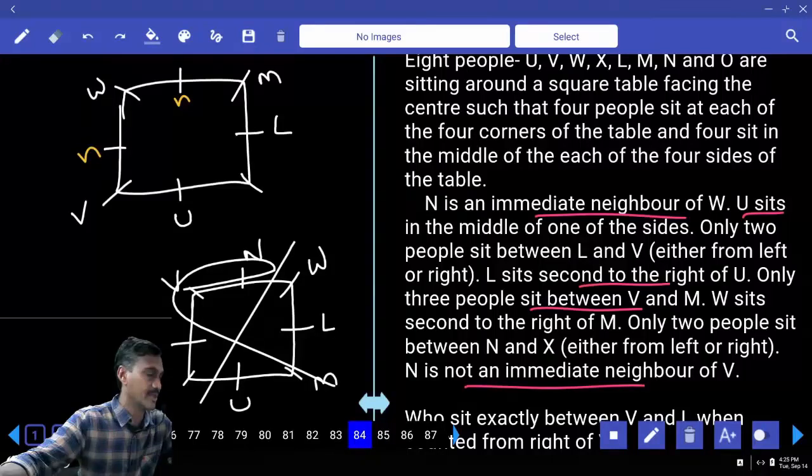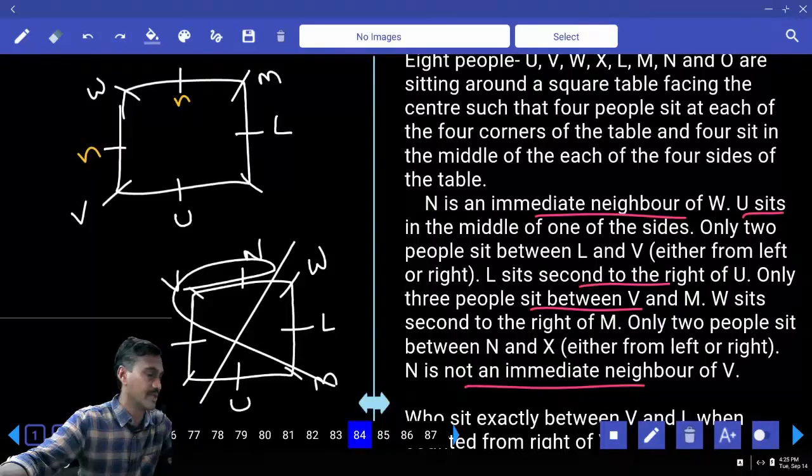Done with this arrangement? Then who sits exactly between V and L when counted from the right of V? Right of V, between V and L are U and X. That is choice 3, question number 84. Then coming to 85, who sits third to the left of N? Third left of N is X. X is your answer, that is choice 1, question 85.